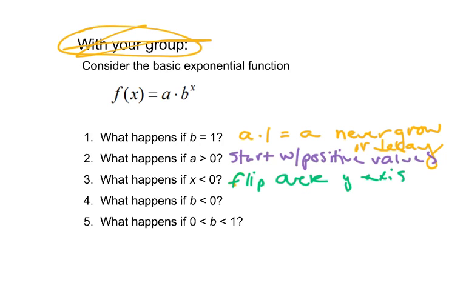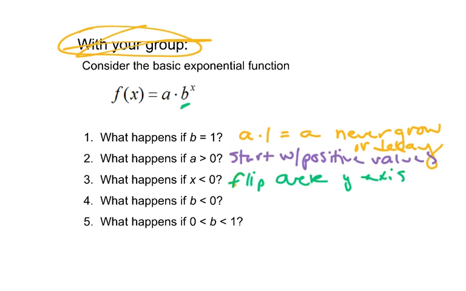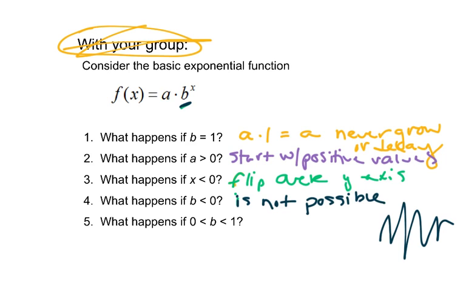Then what happens if b is less than 0? So if this base right here is less than 0, and that actually comes from the previous page here, it actually is not possible. Because you are saying that your rate is negative, which doesn't actually mean that it's decaying. It means that you're actually going to take a negative number to a power, and so it's going to switch between negatives and positives, and it's going to make a graph that just goes like that all the time. So it's actually not possible, especially when we're talking about continuous growth or anything like that.